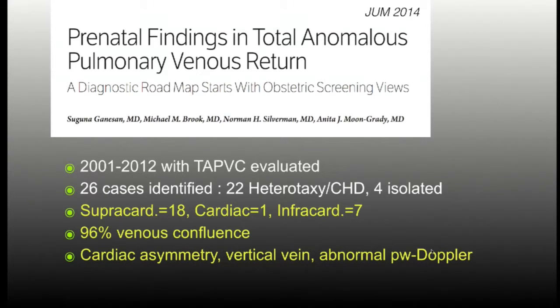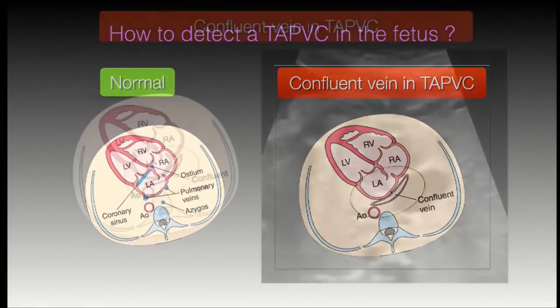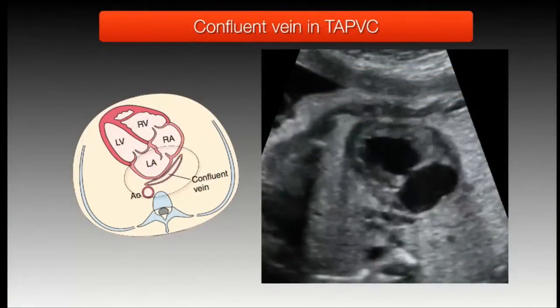And abnormal pulmonary vein Doppler is an important hint, but this is not done routinely, only when you have a suspicious case. So how to detect this condition in the fetus? I told you that one of the major keys, once you have a suspicious case, is to check for the confluent vein behind the heart. And you see here what I'm telling you. This is the confluent vein behind the left atrium, and the shape of the left atrium changes.